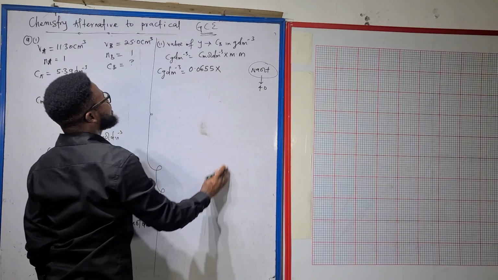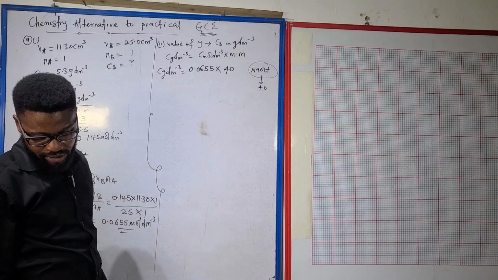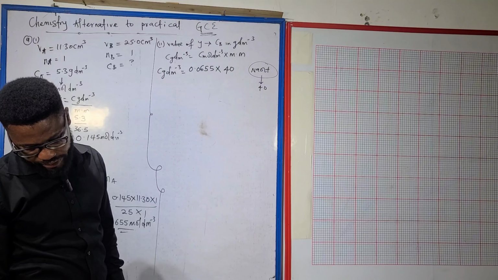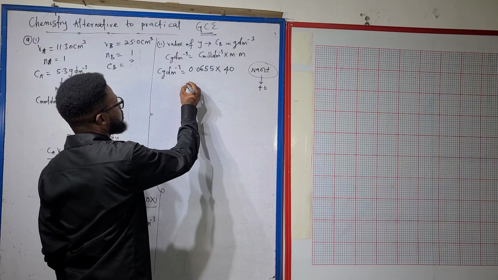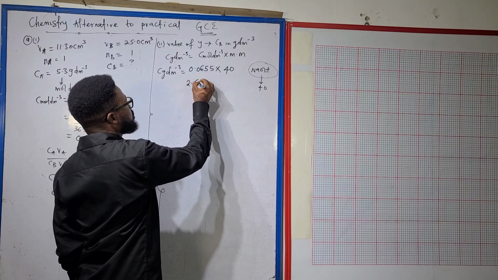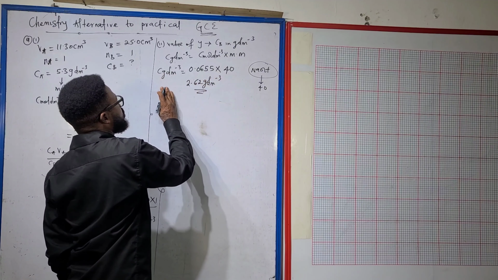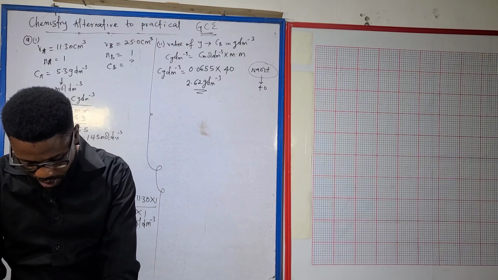0.0655 times the molar mass, which is 40. If I multiply this, computing this, I am going to get 2.62 gram per dm cube. So that is the concentration of my base in gram per dm cube, and that represents the value of Y.